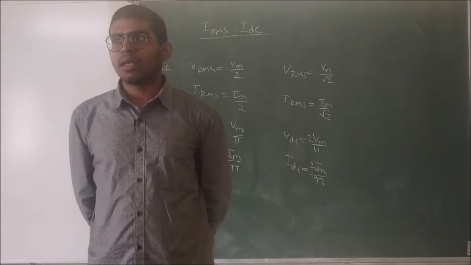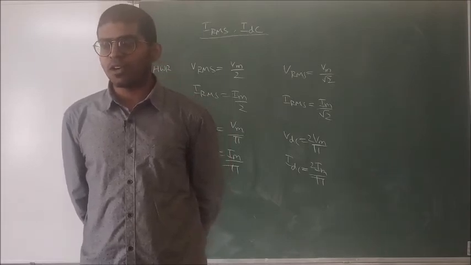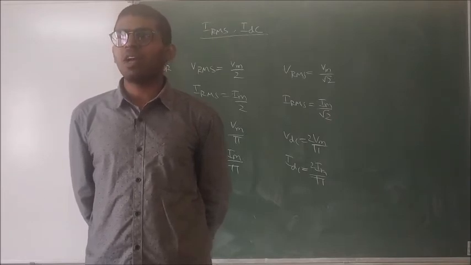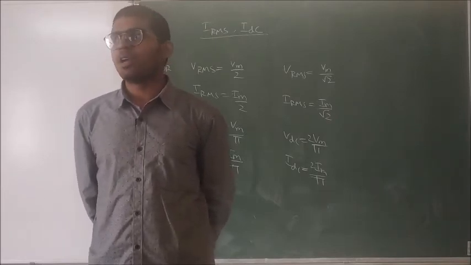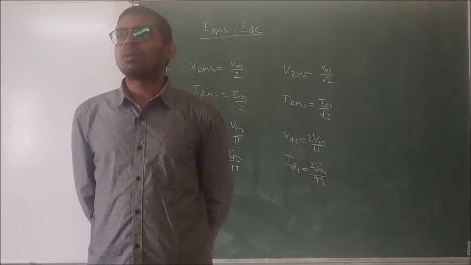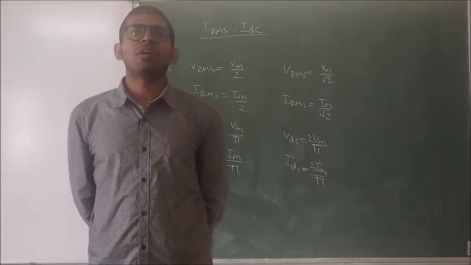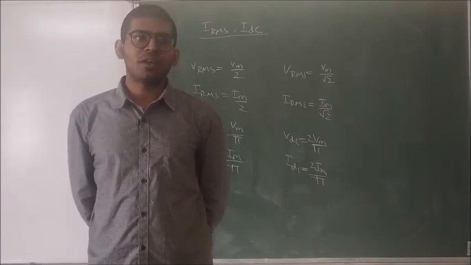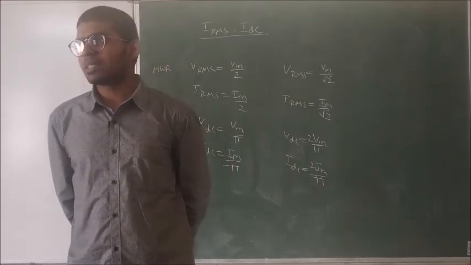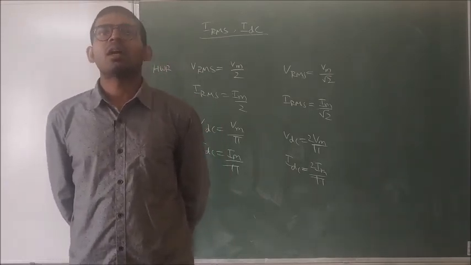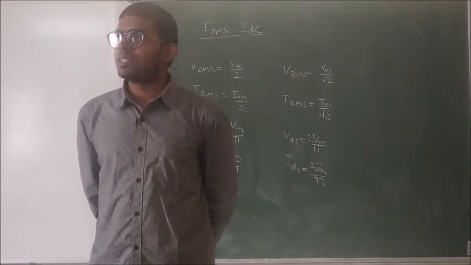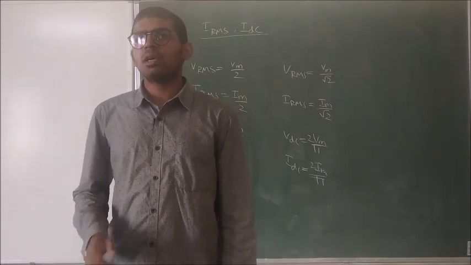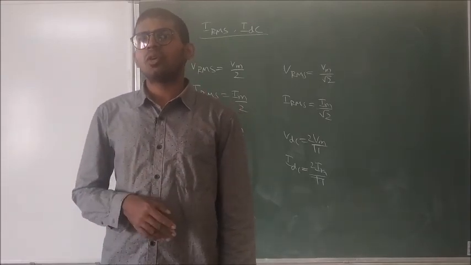2Im by pi. RMS current value for half wave rectifier? Im by 2. RMS voltage value for half wave rectifier? Vm by 2. RMS voltage value for full wave rectifier? Vm by root 2. RMS voltage value for half wave rectifier? Vm by 2. RMS current value for full wave rectifier? Im by root 2. The DC value and average value, both the terms are same. This is about the RMS and DC or average values of rectifiers.